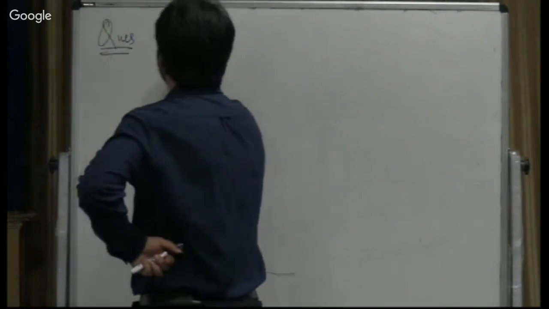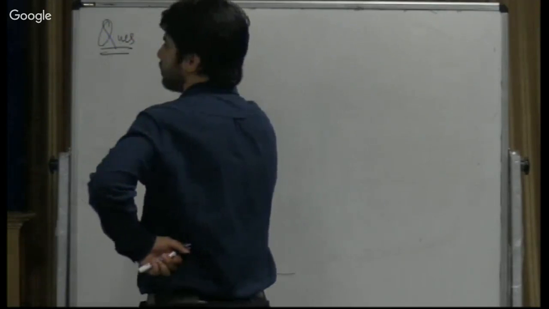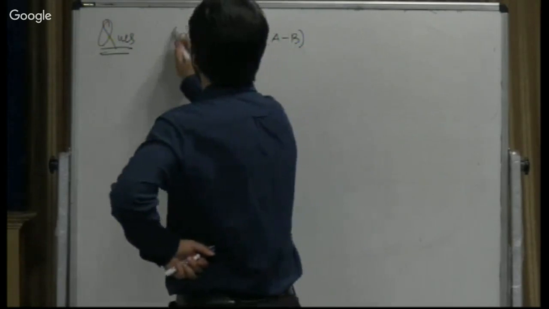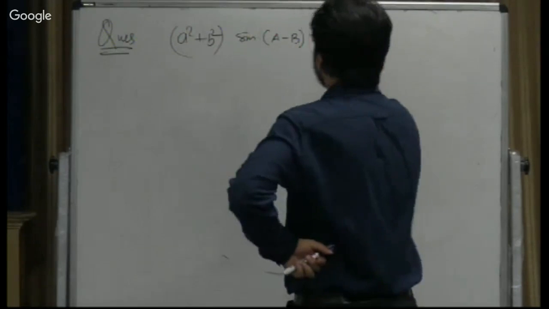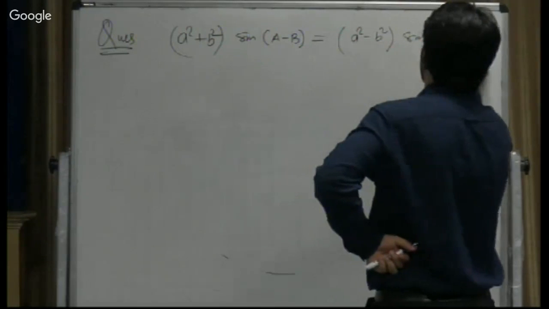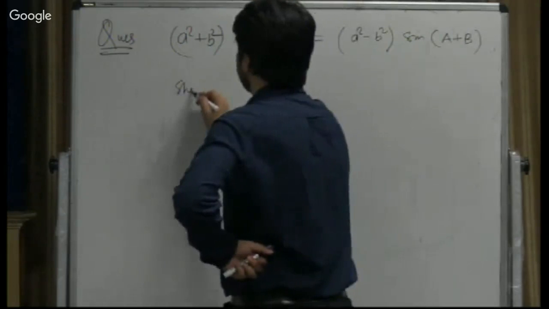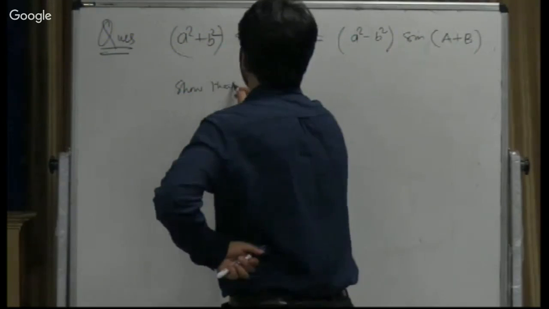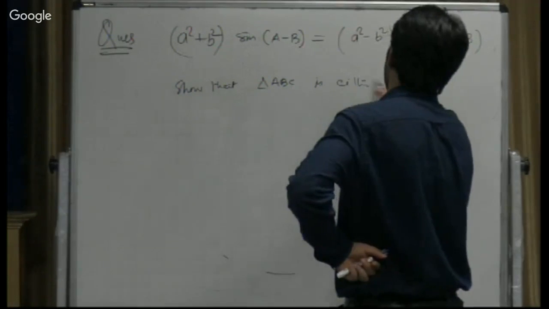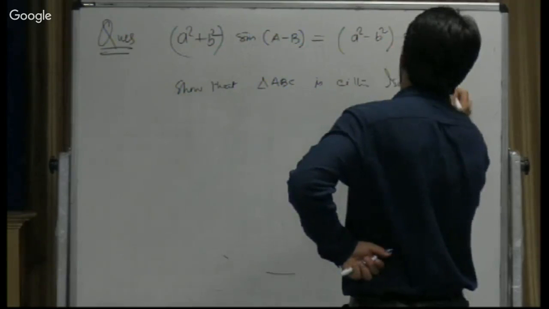Now you have this IIT JEE question. There was a square plus b square sine A minus B is equal to a square minus b square sine A plus B. Show that triangle ABC is either isosceles or right angle triangle.